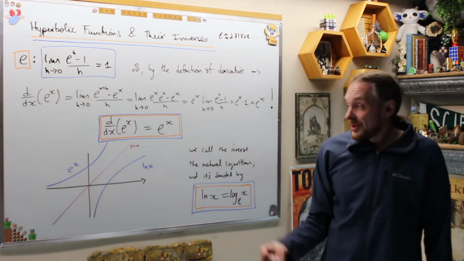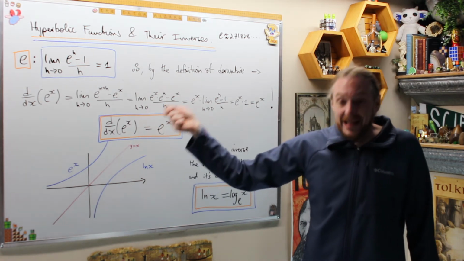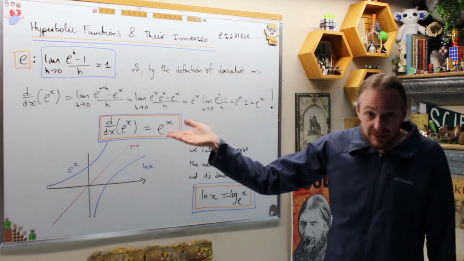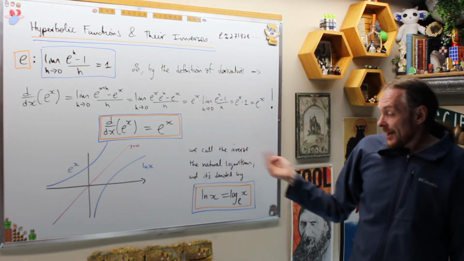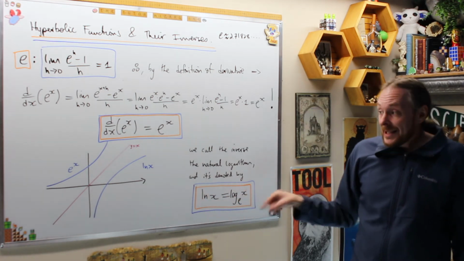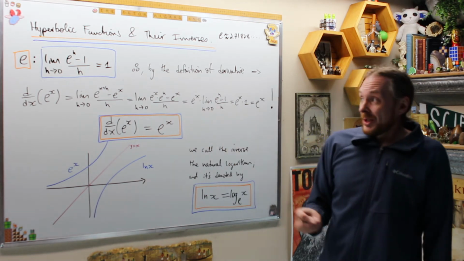This is the only function whose instantaneous rate of change at a point is the value of the function at the same point. We call the inverse of this exponential function e to the x the natural logarithm and denote it ln x. So ln x is log base e of x. And this is what they look like. This is the magic function which we're going to use all the time.